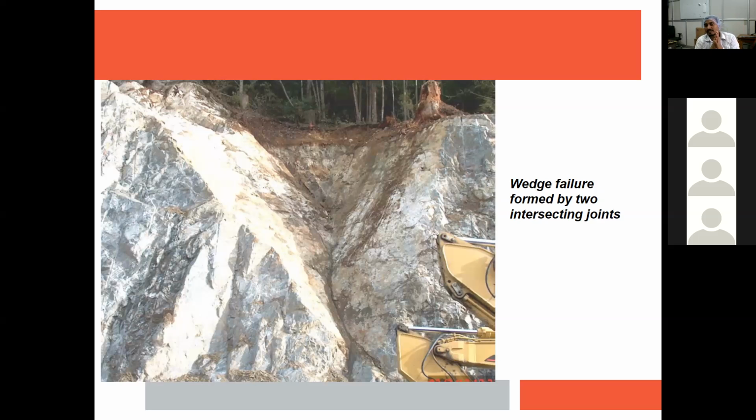From this picture, you can understand that there were two opposite directional joints, and they intersected along this particular line of intersection. Due to that intersection a wedge formed, and at some point of time along this line of intersection the resisting shear force was not sufficient to retain that particular wedge. Due to that, the wedge failed and slid along that line of intersection. And now we observe the failed wedge.